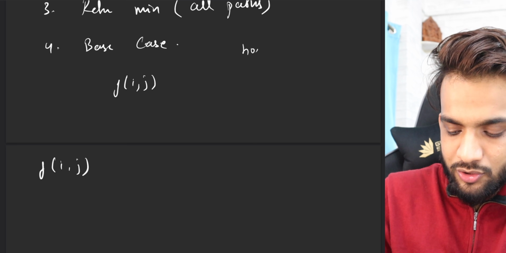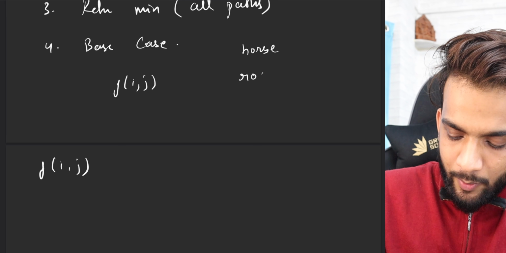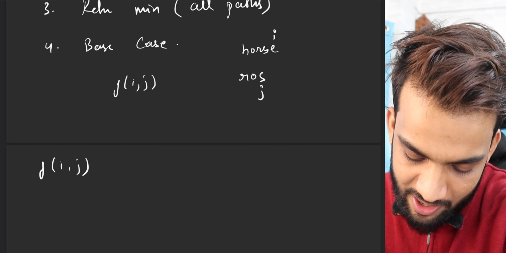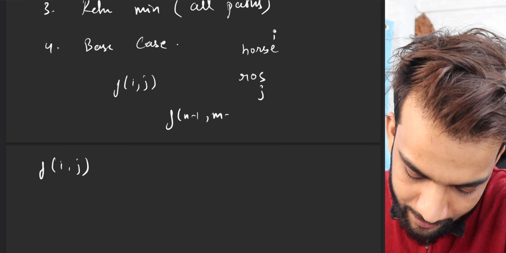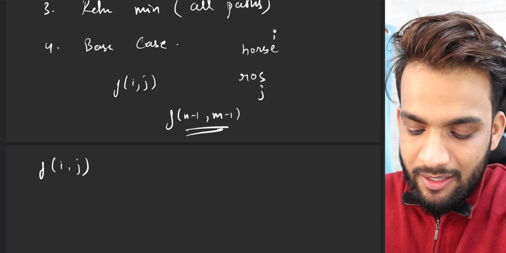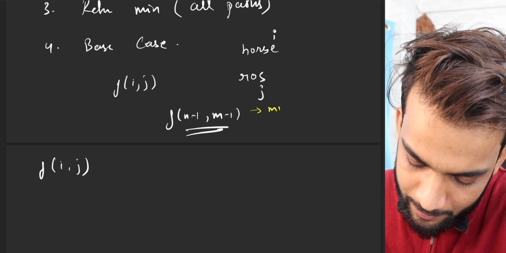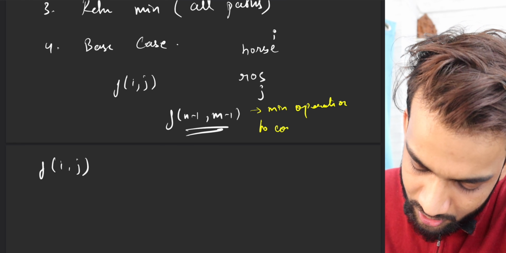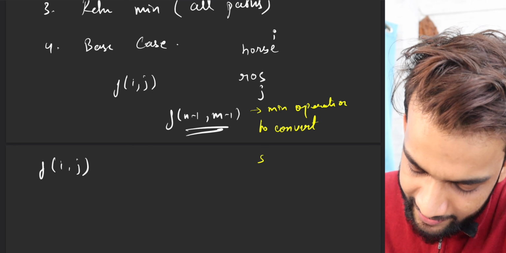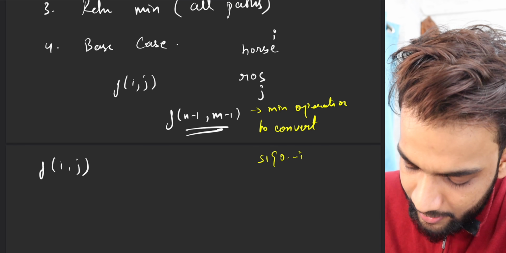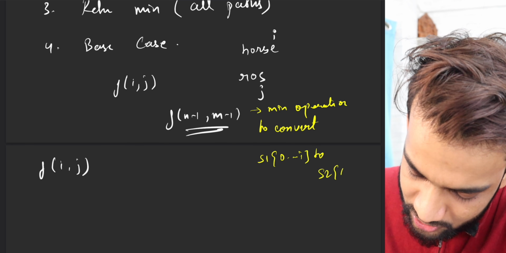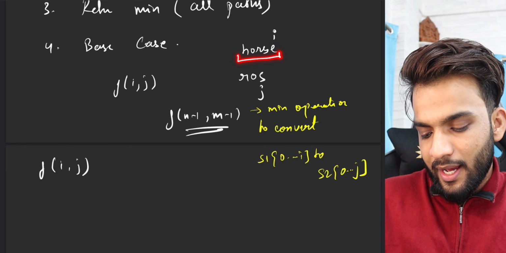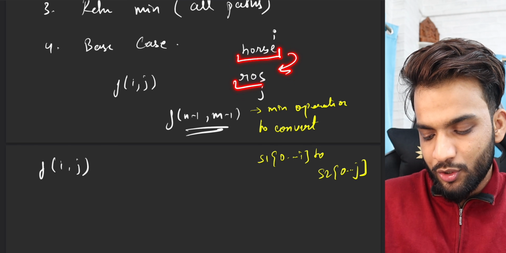So assuming it was horse and ros, assume i is here, j is here, which means f of n minus 1 and m minus 1. What does this signify? This signifies find me the minimum operations to convert string s1, which is from 0 to i, to string s2, which is from 0 to j. That is what it signifies.